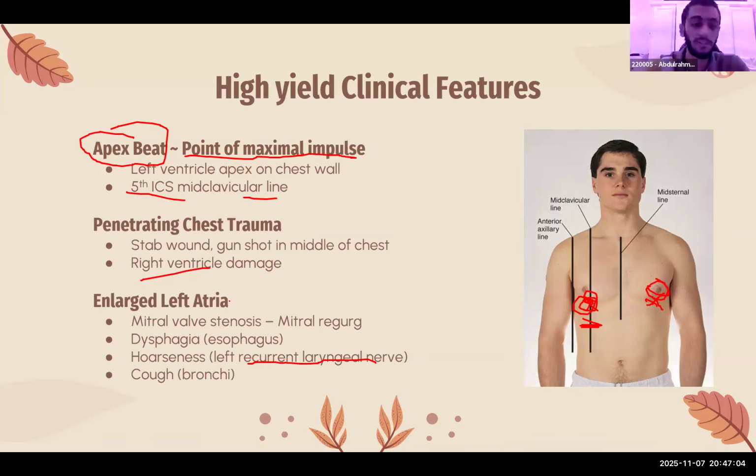So basically, I need you to remember that the left atria is the most posterior surface of the heart. The right ventricle is the anterior, and it gets damaged with penetrating chest trauma. And the left atria compresses organs. Okay?